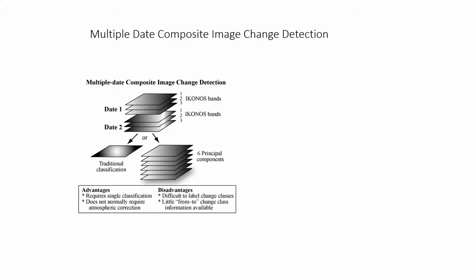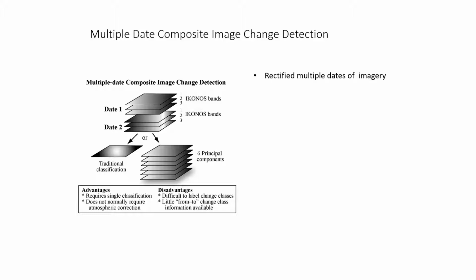Here we have two different dates of Ikonos. We can go to a traditional sort of classification approach, or we can look at principal components. Principal component analysis is just a statistical analysis that looks at the variability across multiple parameters, and it creates a new variate, in other words, like a regression equation that explains significant parts of your data.